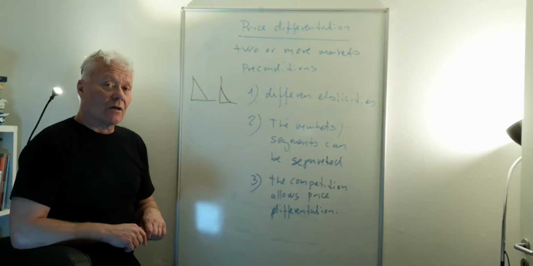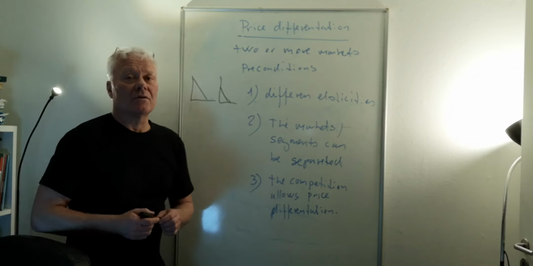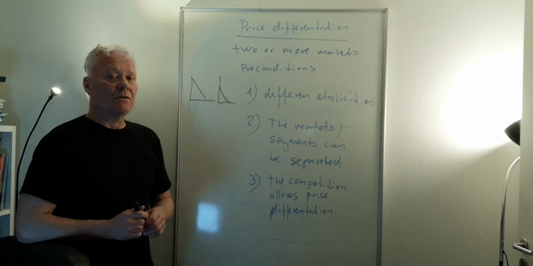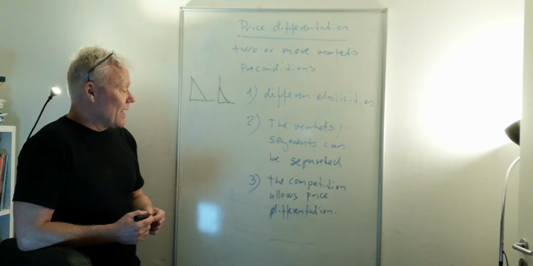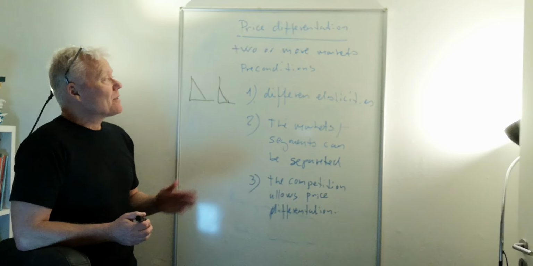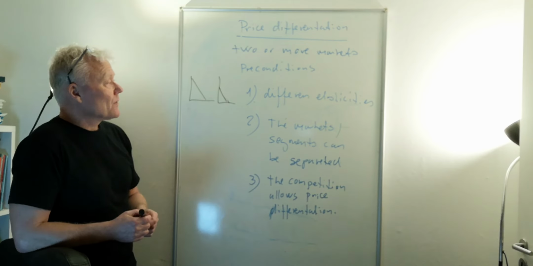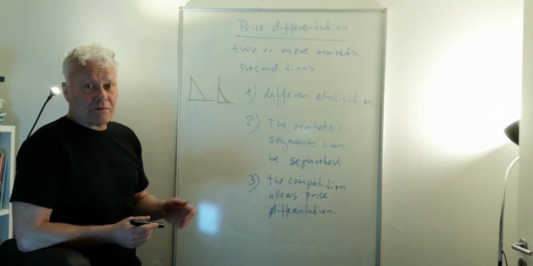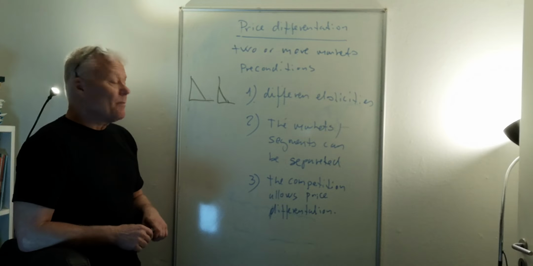So the new technology makes it more and more difficult, because you can search on different stores and you can see the prices. But if you can't separate it, you can take different prices. And also the competition has to allow it. So those are the preconditions that have to be fulfilled. Those three: different elasticity, market segments that you are able to separate, and competition that makes it possible.